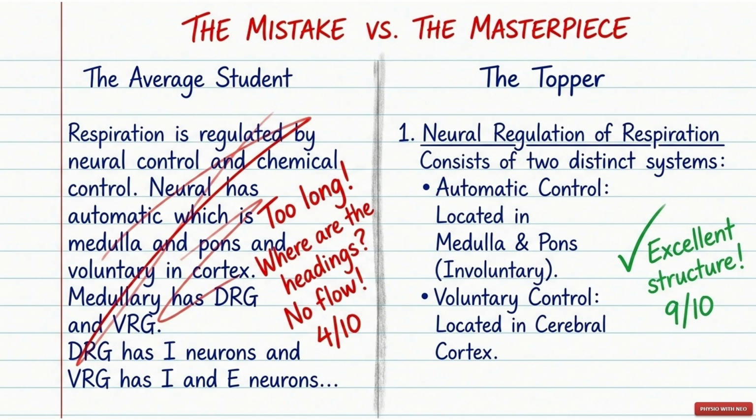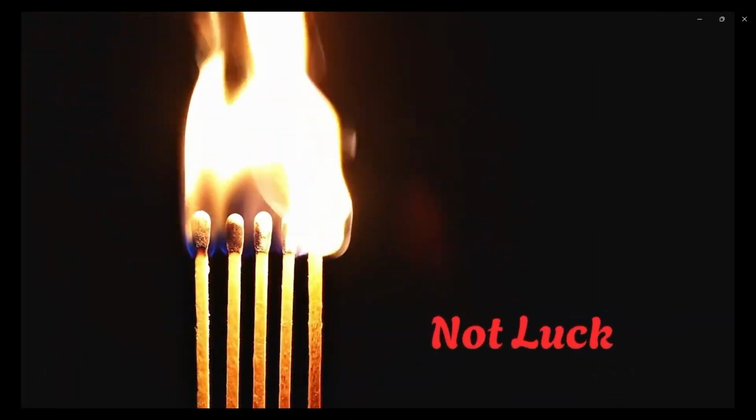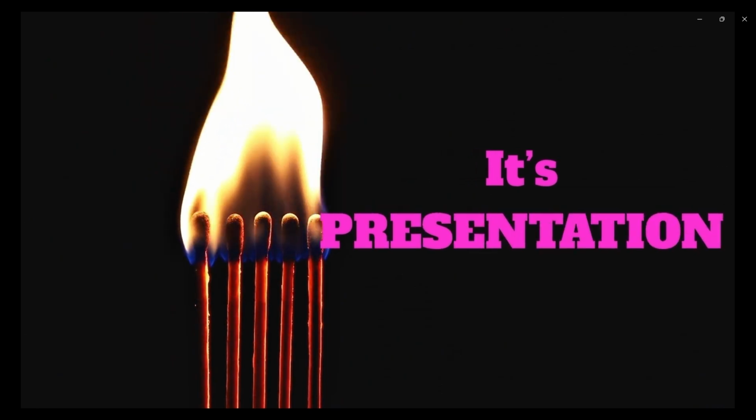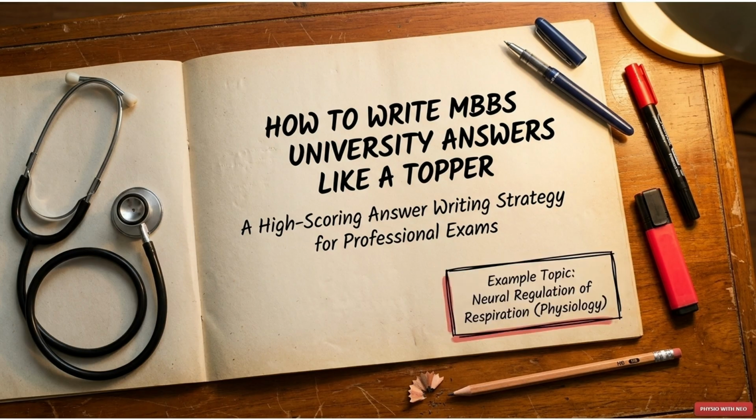The same answer, in a few clean, neat pages, with all points under headings and excellent structure. What is the difference? It's not IQ, not luck, it's presentation. And in this video, I will show you exactly how toppers write Neural Regulation of Respiration in a university exam, step by step, by using flowchart, diagram, clear headings, and examiner psychology.